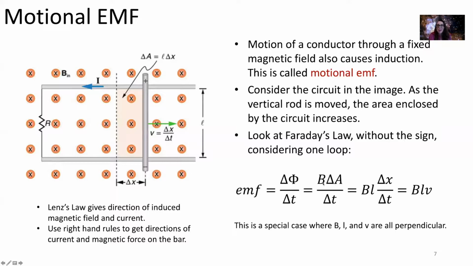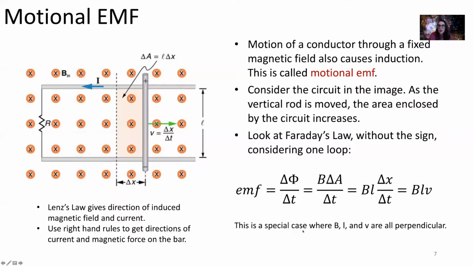Now the area we can write as the length of this rod times some distance that it's moving through horizontally. So we're going to write that as BL delta X over delta T, because L is stationary, X is changing. The horizontal distance there is changing. And remember that a change in position over a change in time, that's a velocity or speed. So we can write this motional EMF as the magnetic field times the length of some conductor times the speed at which that conductor moves.